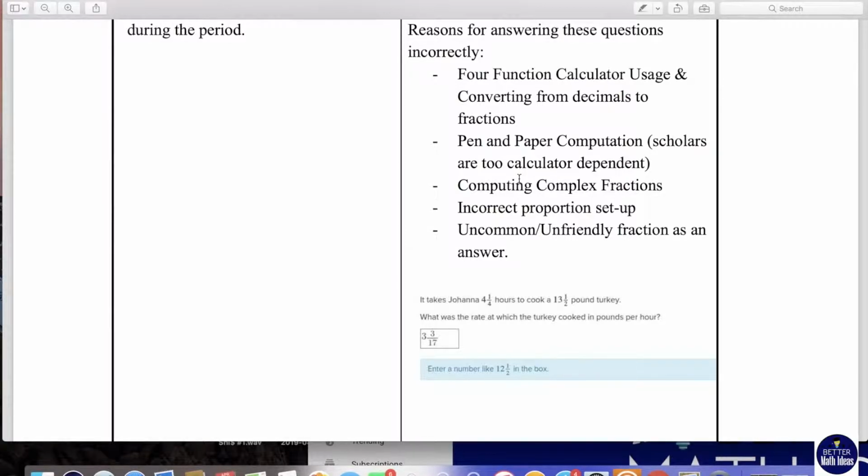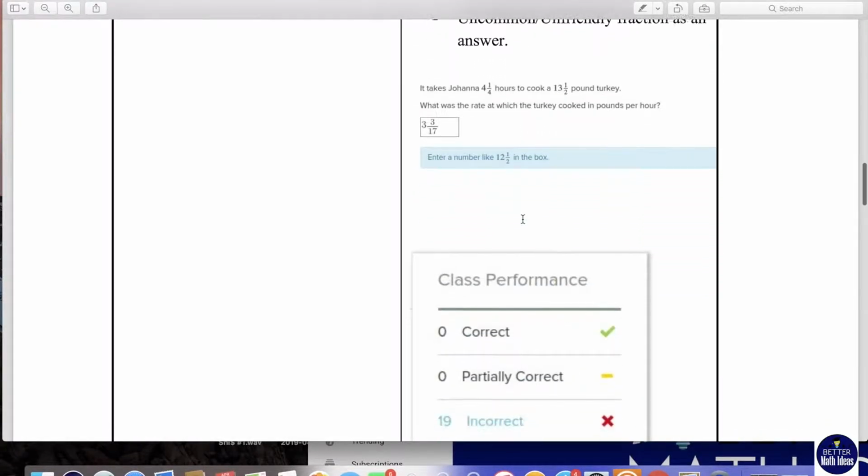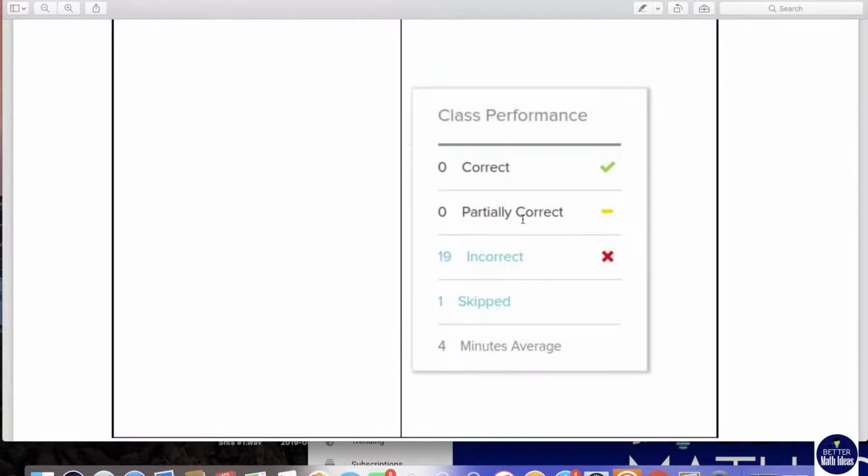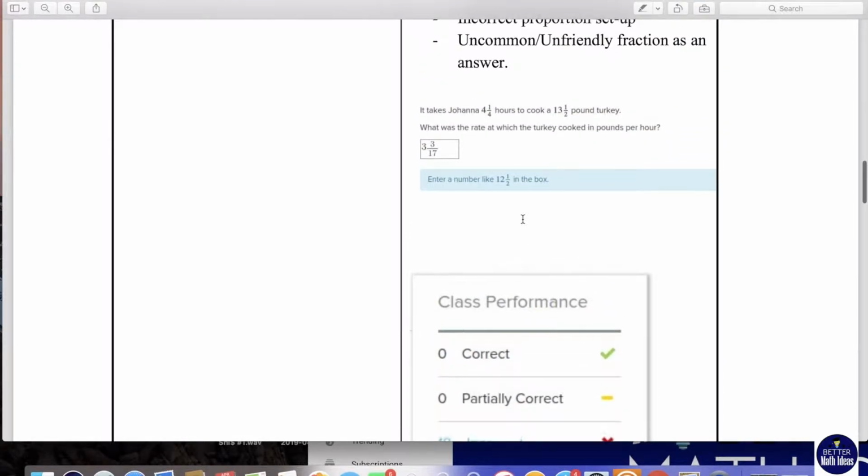So here I have some real-time data, and it was based on an assessment that was taken by our students, and it reflected the standard 7RP1, a unit rate complex fractions. Here is an example of a question type that many of the students struggled with.